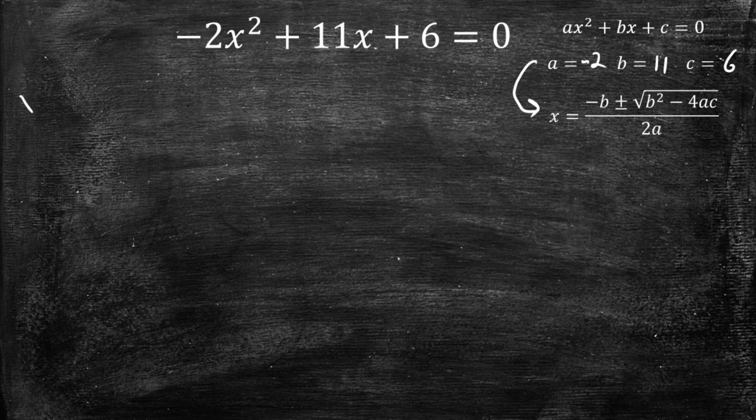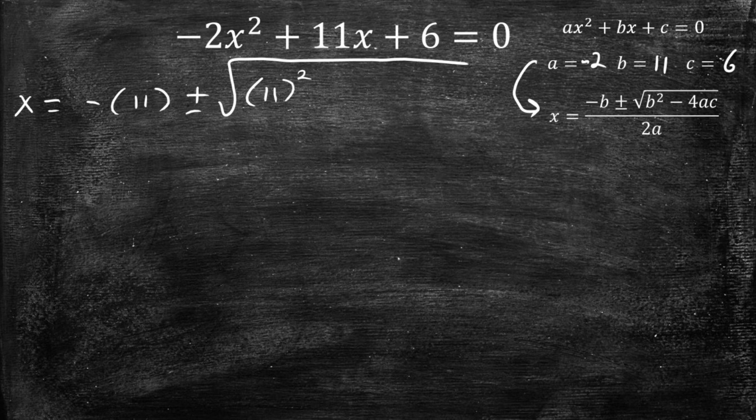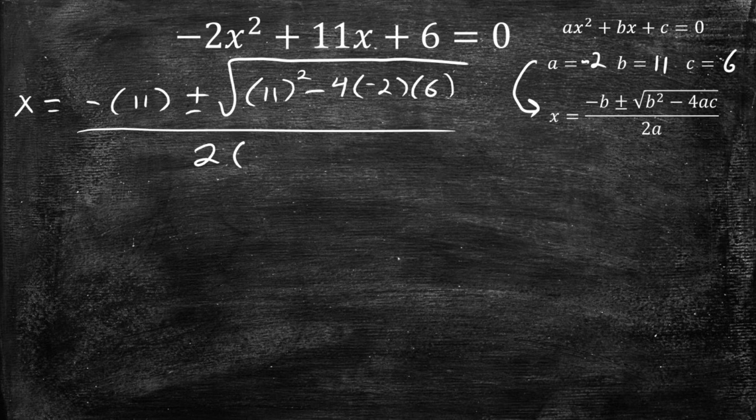So we have x is equal to negative b, so negative 11, plus or minus the square root of b squared, so 11 squared, minus 4 times a, which is negative 2, times c, which is 6. And the whole thing is divided by 2 times a, which is negative 2.